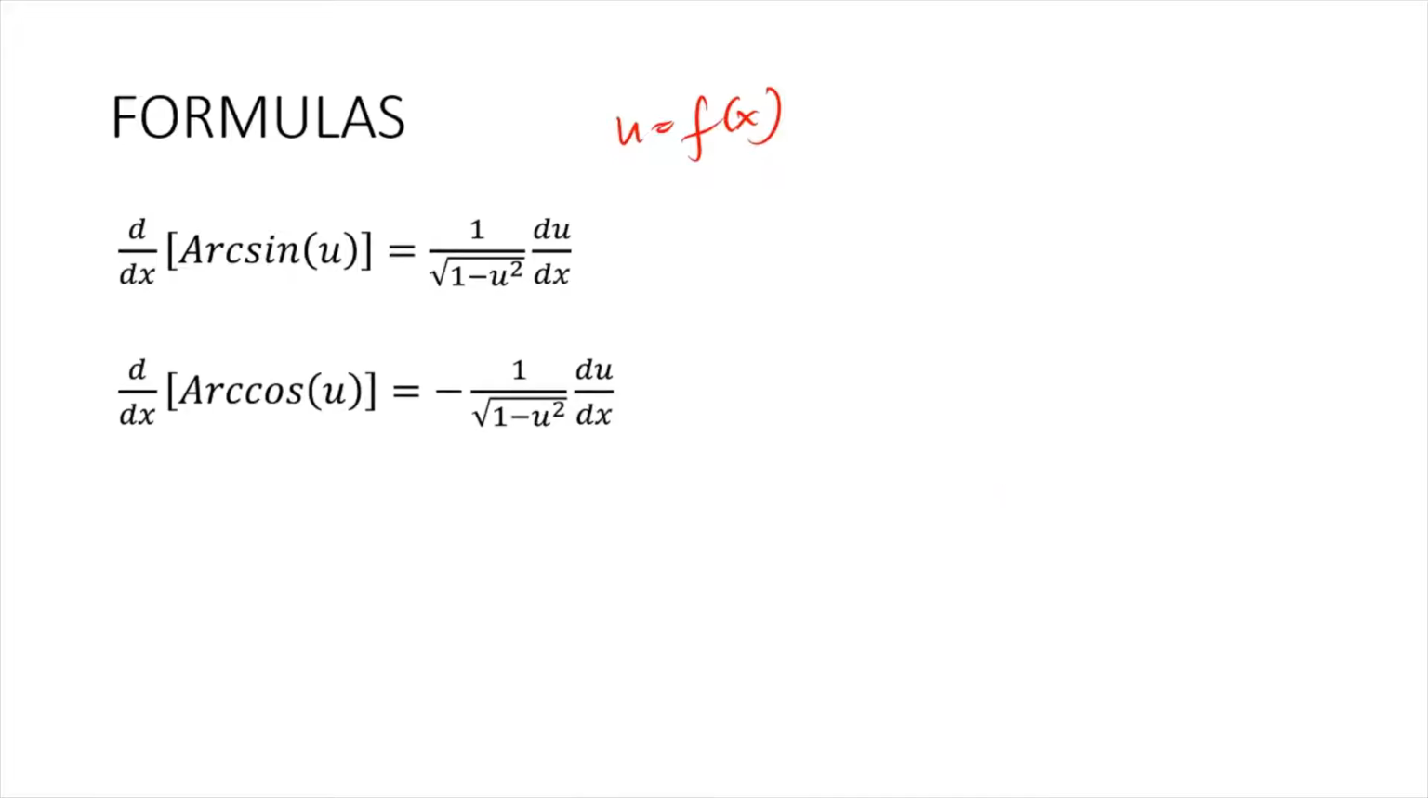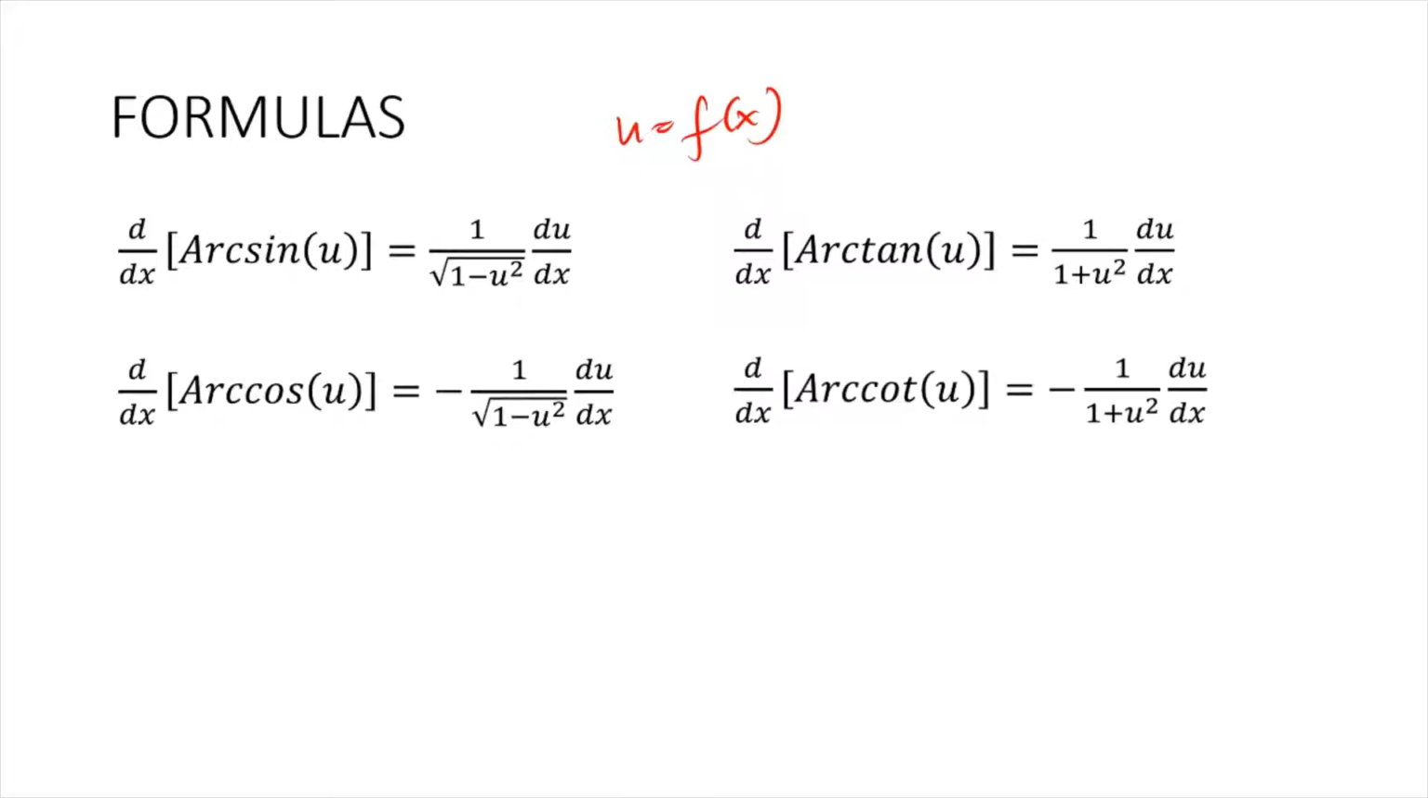Arc cosine is just the negative of the derivative of arcsine. So negative 1 over square root of 1 minus u squared du dx. Next, we have arctangent of u. Its derivative with respect to x is equal to 1 over 1 plus u squared times du dx. And then arc cotangent is just negative of the derivative of arctangent. So negative 1 over 1 plus u squared du dx.